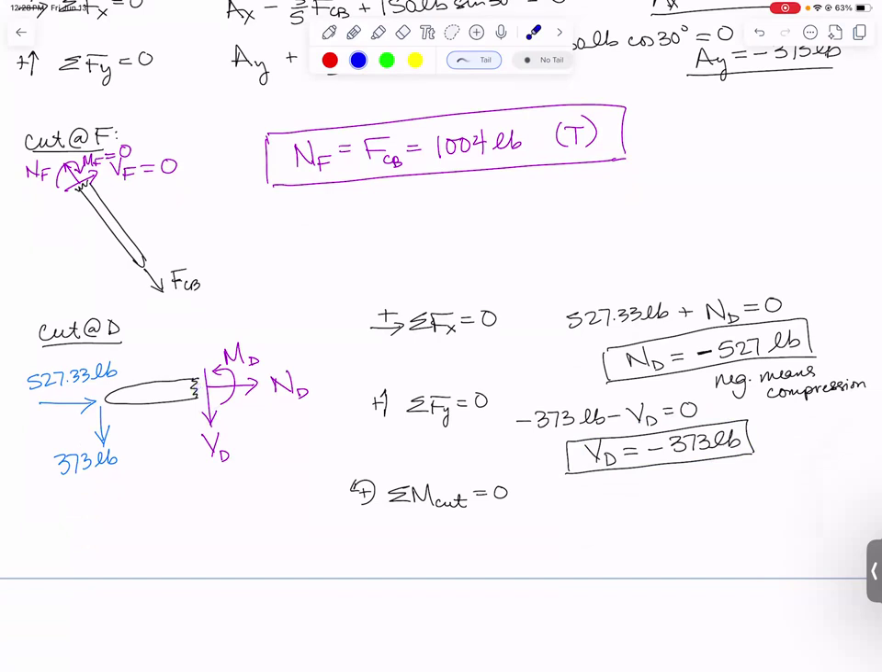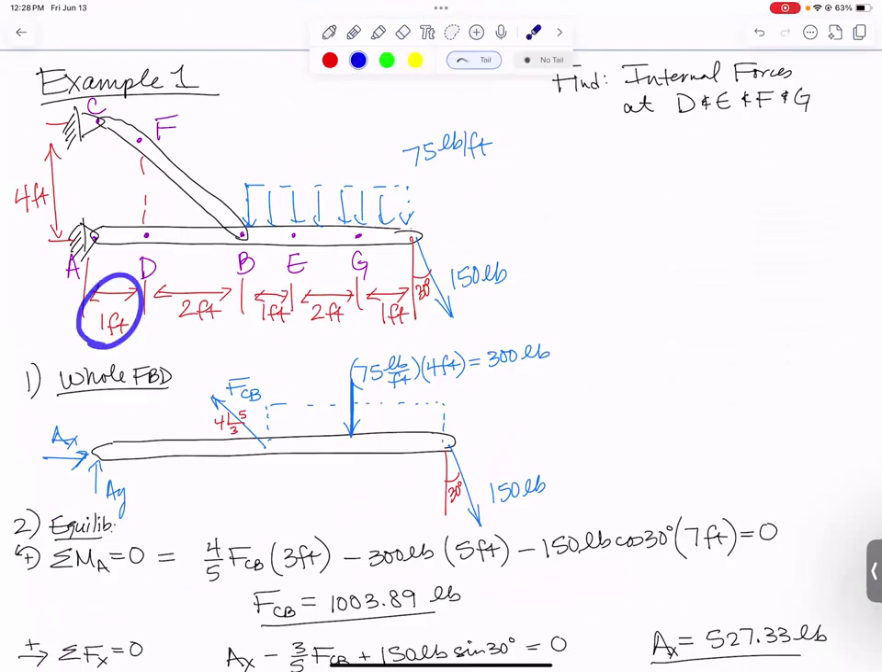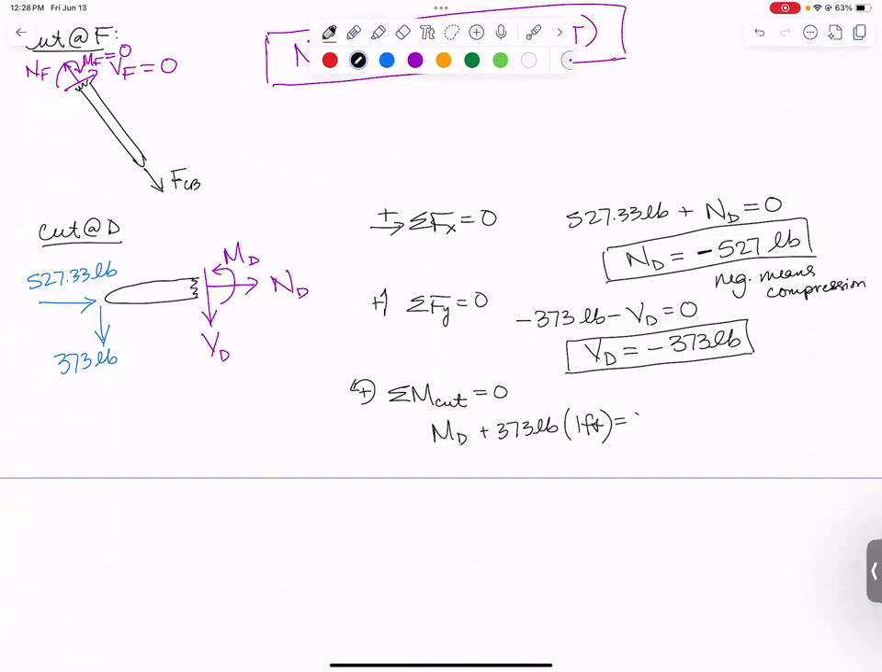In doing so, you'll notice that the 527, this AX, goes right through the middle of that cut face. So the only thing that's going to cause a moment is the 373 times how far it is away, and MD that we're trying to solve for. So we're going to end up with MD plus 373 pounds times that distance. Oh, the distance is 1 foot. 1 foot equals 0. So MD is also going to come out to be negative. It comes out to be minus 373 pound-feet.